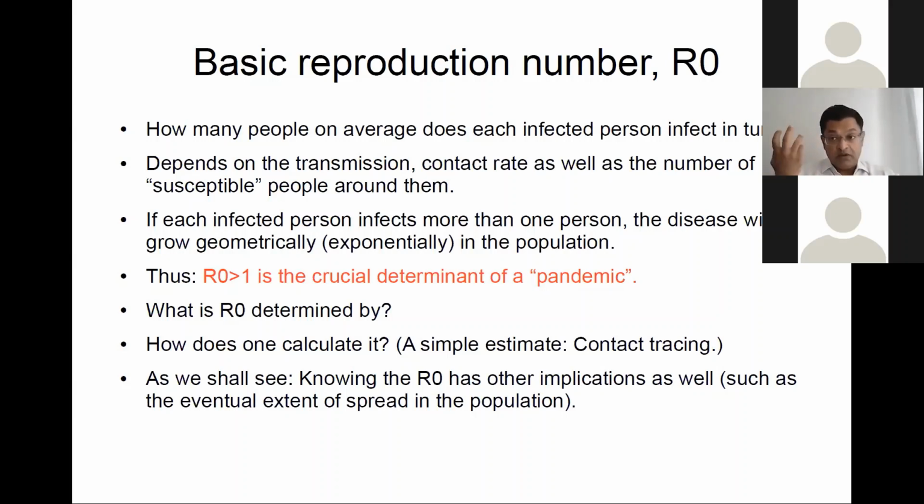If someone really wanted to estimate it, it's a number, and we'd like to be able to estimate it to know whether it's 1.5 or 0.7. It makes a big difference, because if the R0 is 1.5, it will grow, as we said, and if it's less than 1, then it's going to disappear. How does one calculate it?